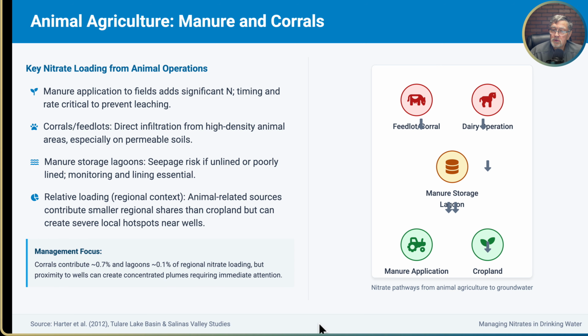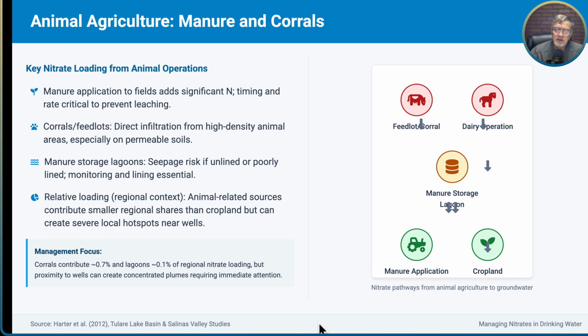Animal agriculture, manure and corrals, are key nitrate loading sources from agriculture. Animal operations and manure applications to fields add significant nitrates. The manure spreaders in days of old, they still do it, but now they do it a little more concentrated, so you can get more concentrated nitrogen. The timing and rate is critical to prevent leaching. So it needs to be planned out and not just massive spreading around. And I think we're seeing progress in those areas when we apply manure.